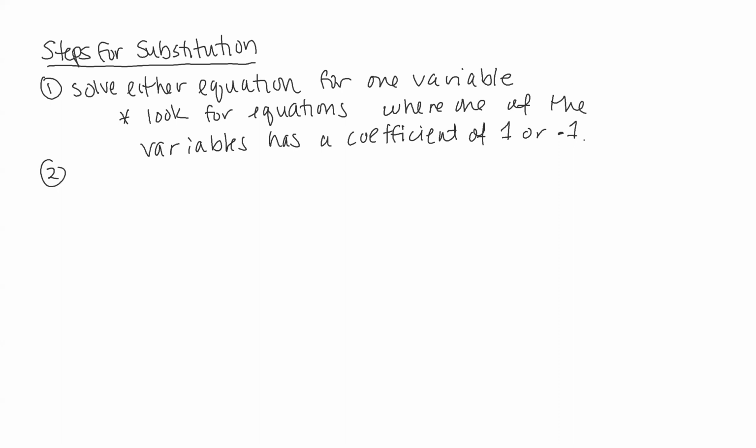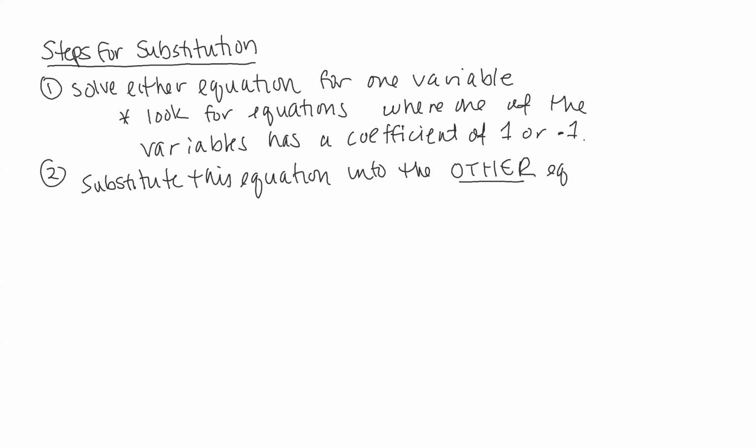Okay, the second step is substitute this equation into the other equation. So whatever equation you solve for in step 1, you take that result and you plug it into the opposite equation. What this does is this gives us an equation in one variable that we can then solve. So that's what you do.